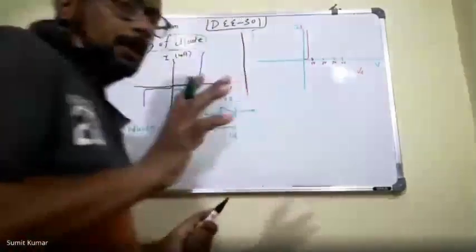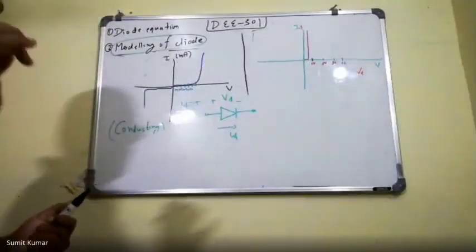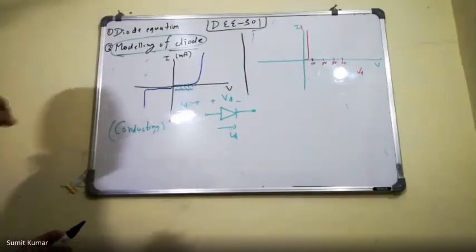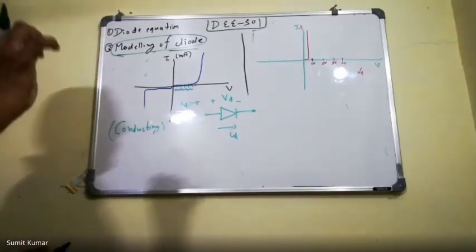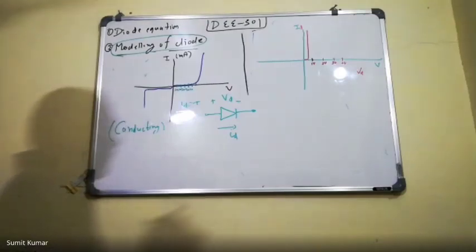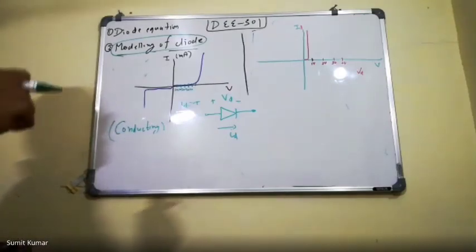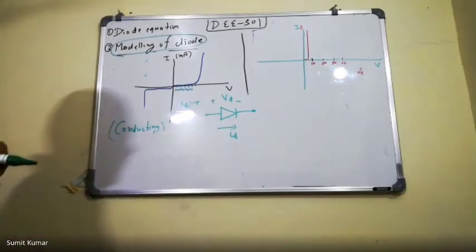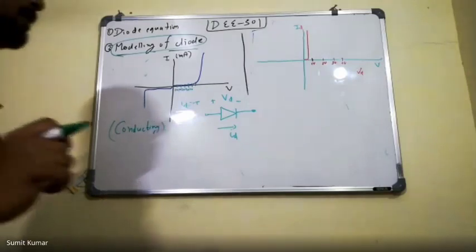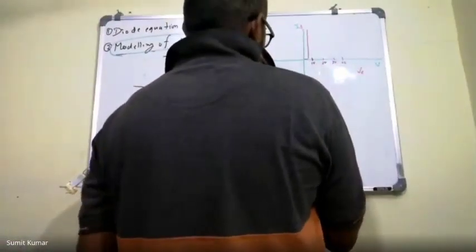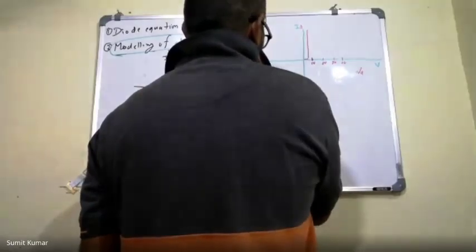And why we are modeling, this should be clear, because we cannot use the non-linear equation which we understood, the Shockley equation. We cannot use the Shockley equation in the analysis of the diode in normal circuits by conventional network theory. So here we will learn the first model. The first model is the ideal diode model.